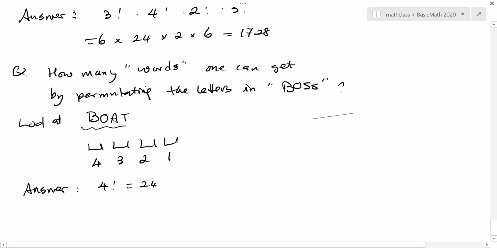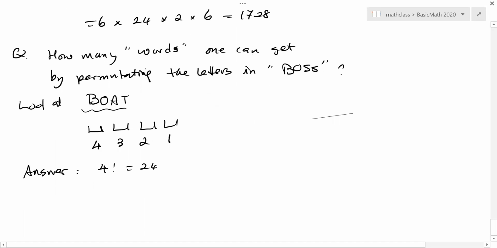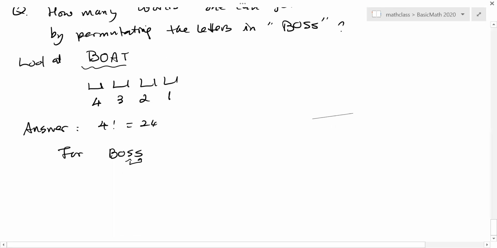You can list all of them: BOAT, BTOA, BATOB, for example, right? But for this word BOSS, if you interchange those two letters, S and S, you don't get a different word. That's a key point.